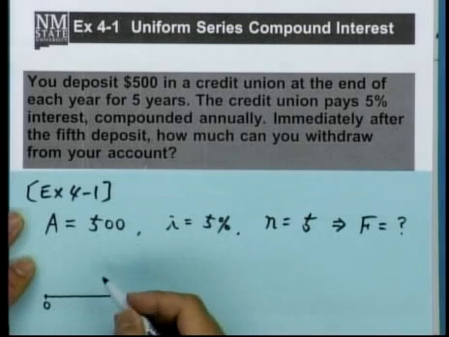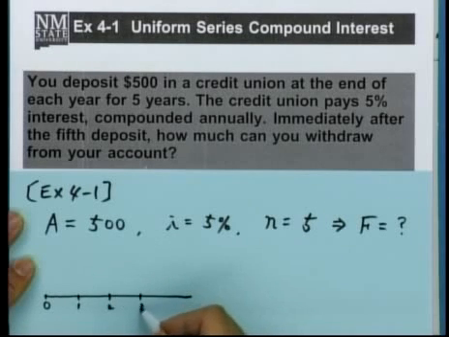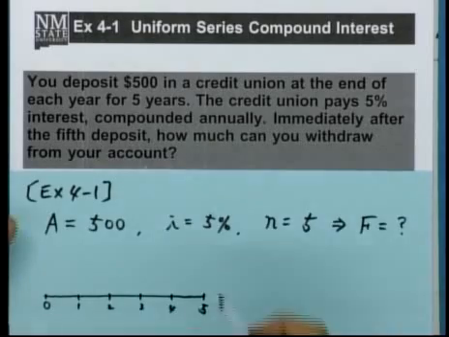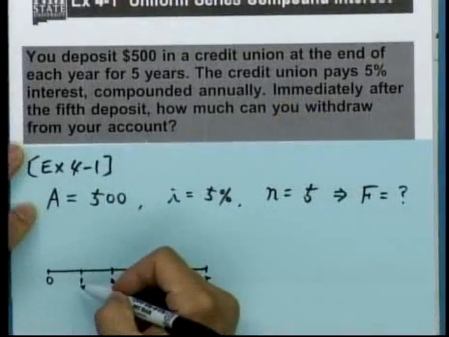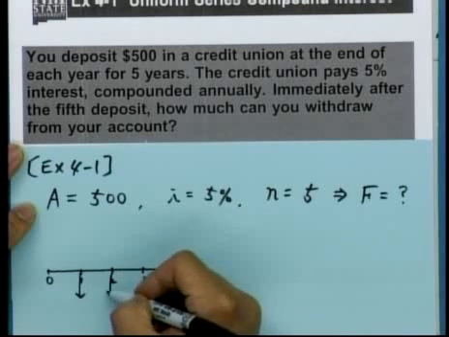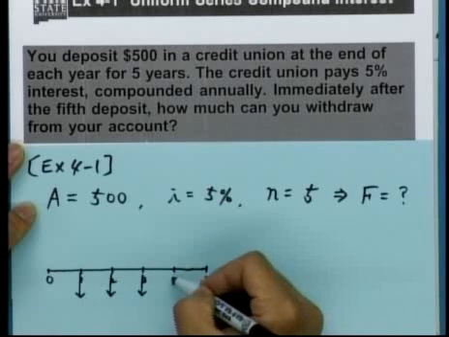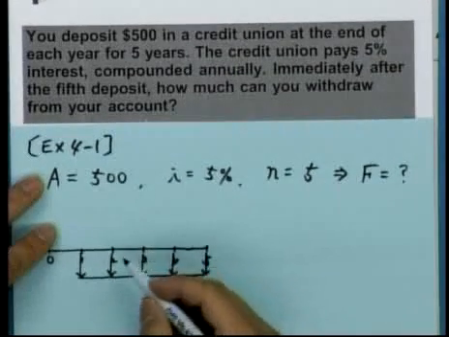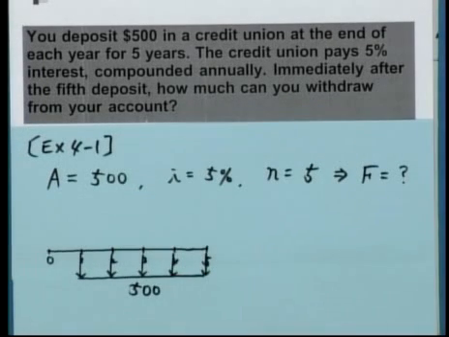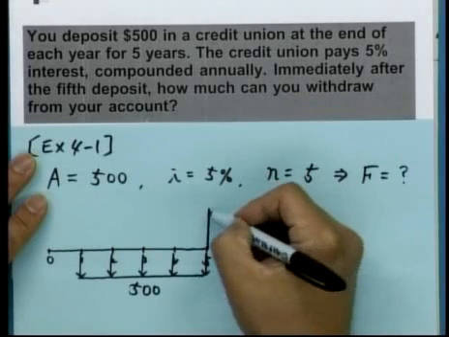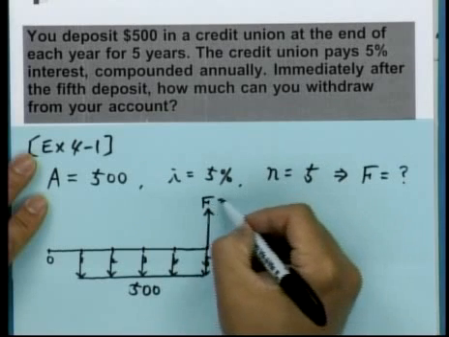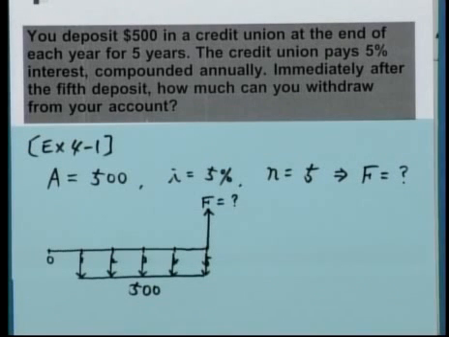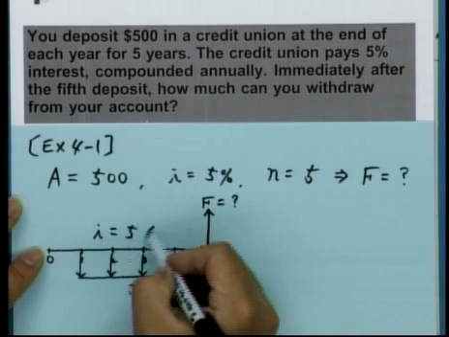So starting from time period 0, 1, 2, 3, 4, and 5. Okay? And at the end of each year, you need to deposit $500, right? So those are the uniform series, definitely, those are $500. And we want to know how much you can withdraw immediately after the fifth deposit. Okay? And the given interest rate is 5%. Okay?